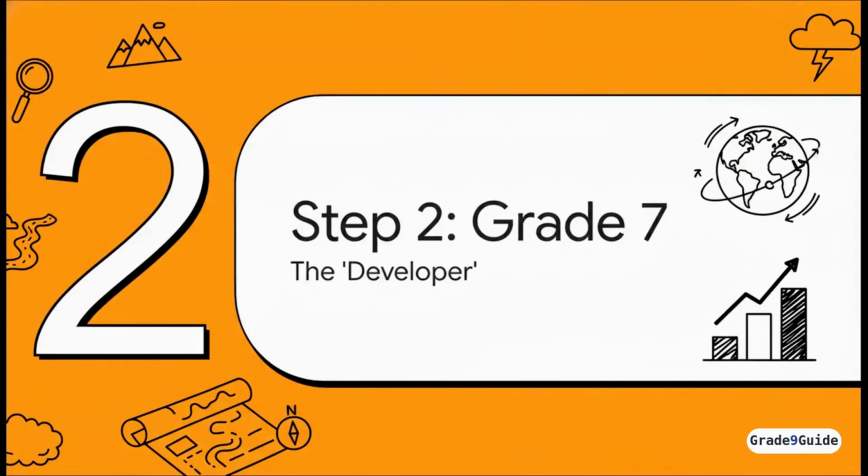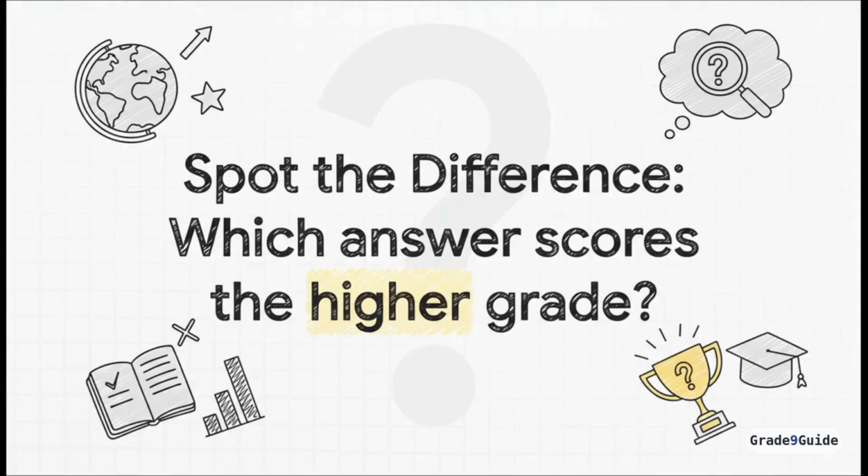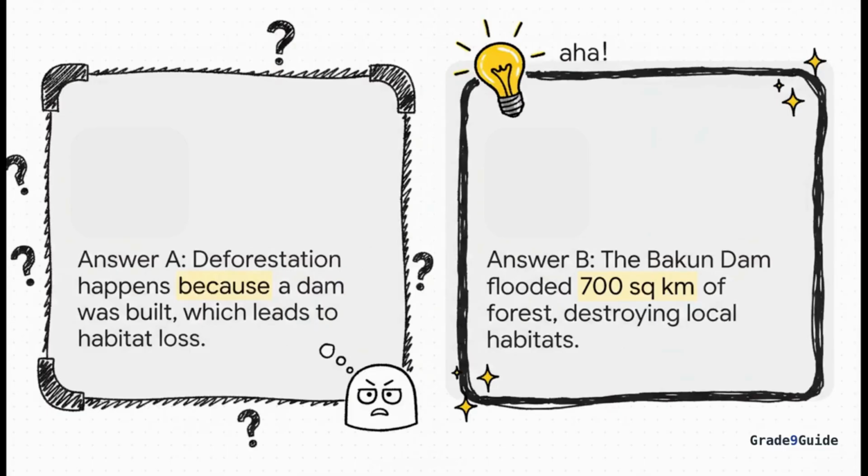All right, now let's level up. Step 2 is how we push for a grade 7. You need to become the developer. And to really get what this means, let's play a little game of spot the difference. Which one of these two answers do you think gets the higher grade? Okay, answer A says deforestation happens because a dam was built, which leads to habitat loss. And answer B says the Bakun Dam flooded 700 square kilometers of forest, which destroyed local habitats. Go ahead and pause right here and pick the one you think gets the grade 7.